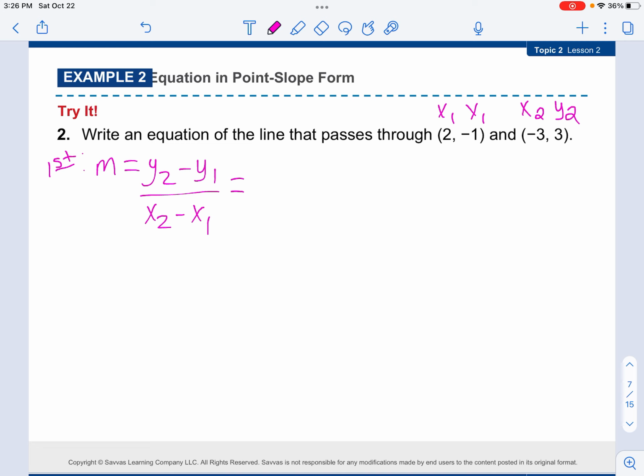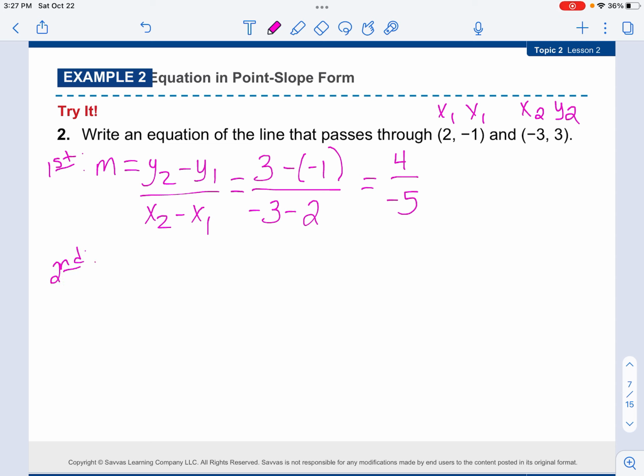So y2 is 3 minus my y1 of negative 1. x2 is negative 3 minus my x1 of 2. In my numerator, 3 minus negative 1 is 4. In my denominator, negative 3 minus 2 is going to give you negative 5. So your slope ends up being 4 over negative 5.